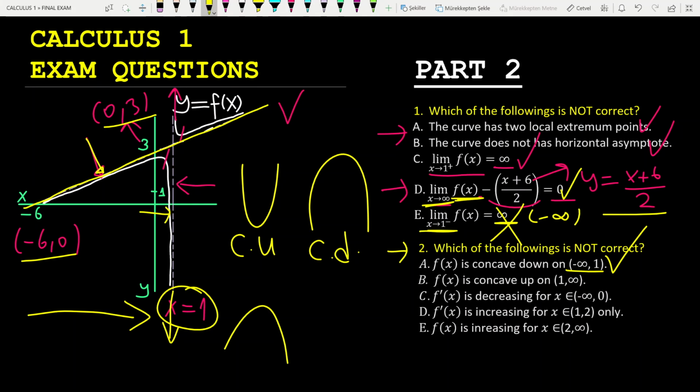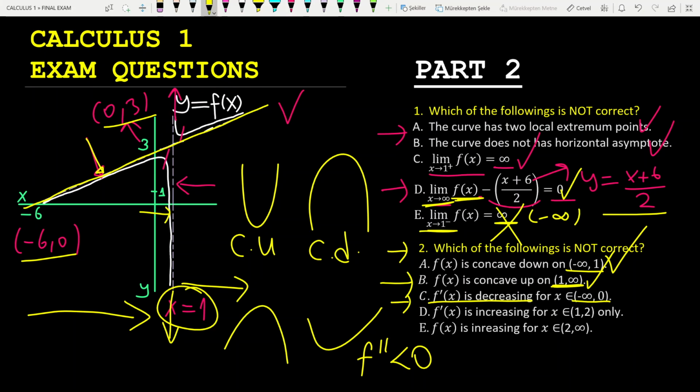This is correct. B. From 1 to infinity, you have something like this. This is why the function is concave up. This is correct. C. f prime is decreasing for that interval. What's the meaning of f prime decreases? If f prime decreases, the derivative of f prime must be negative, right? So the sign of f double prime must be negative.